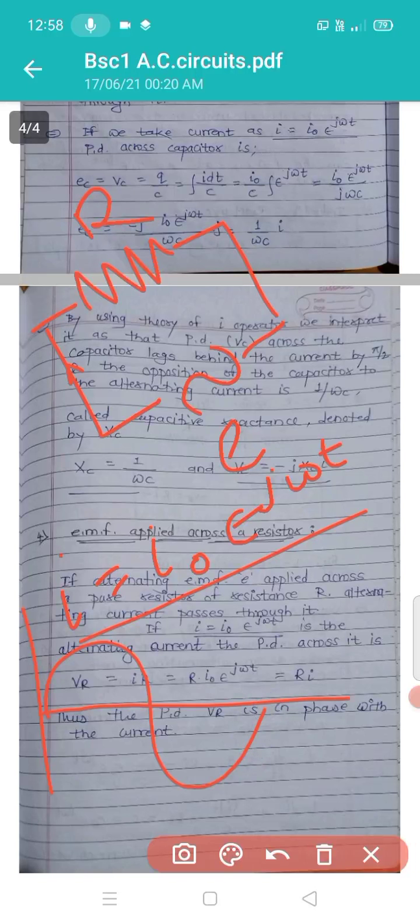Understood? Here we completed the introductory part of the AC circuit. We learned what the AC circuit is, the difference between AC and DC, then the alternating EMF, inductive reactance, capacitive reactance. What is the alternating EMF? Then when EMF is applied across a resistor.